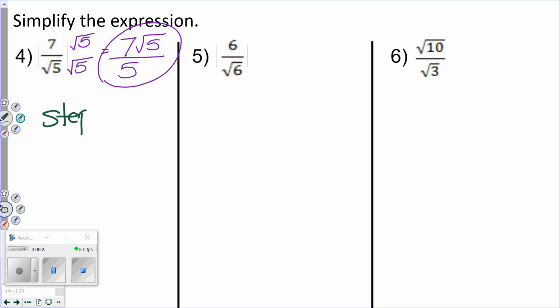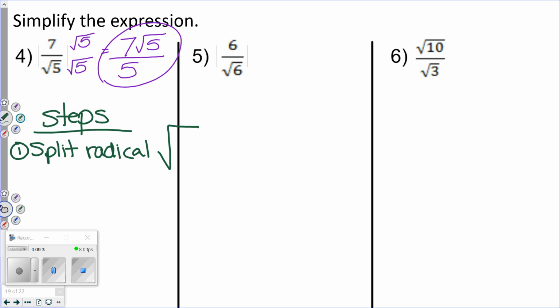All right, so steps to follow here. The first thing you're going to want to do is split your radical. In other words, if you got one of those big, huge radicals, you're going to want to make that a radical over a radical. Right? You're going to want to split that. That was the first thing that we did today. So that'd be the first thing that I would always do.